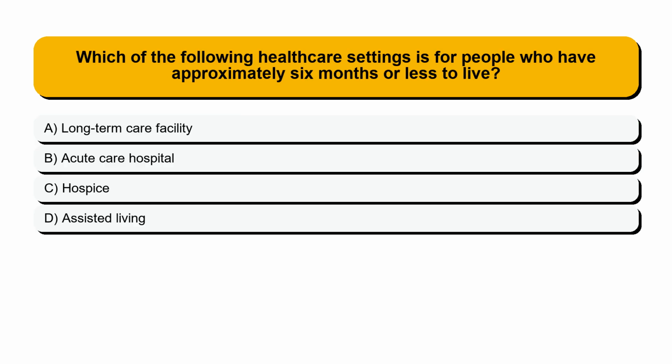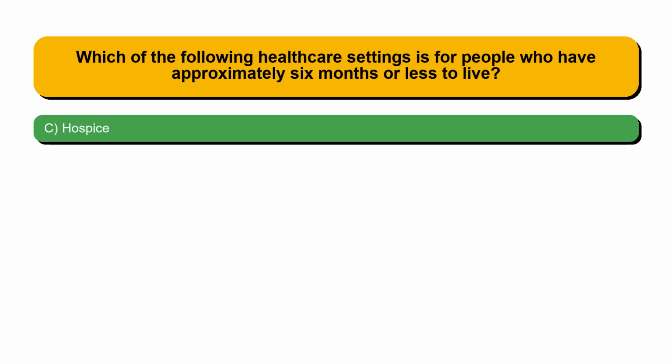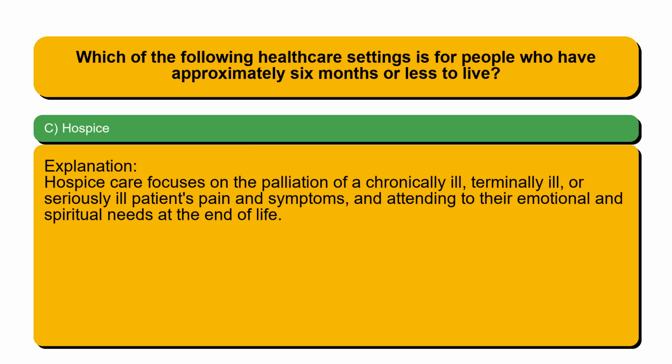Question 34. Which of the following healthcare settings is for people who have approximately 6 months or less to live? Option A, long-term care facility. Option B, acute care hospital. Option C, hospice. Option D, assisted living. The correct answer is option C, hospice. Hospice care focuses on the palliation of a chronically ill, terminally ill, or seriously ill patient's pain and symptoms, and attending to their emotional and spiritual needs at the end of life.